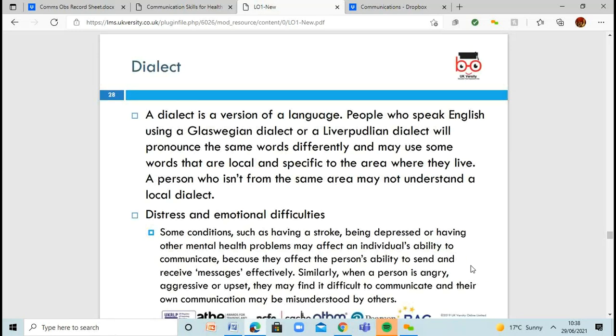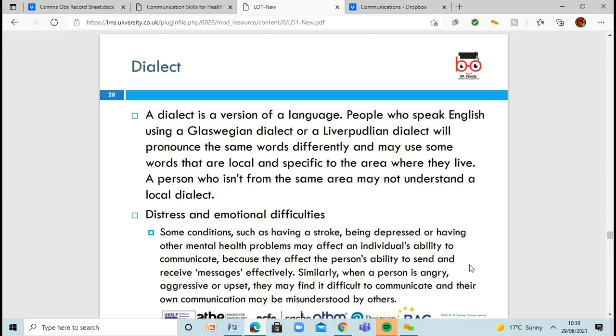So language, cultural, dialect. Now, I know a lot of people will find it hard to understand certain dialects and be like, excuse me, what are you saying? Excuse me, excuse me. And it can get quite frustrating when you're saying the same thing over and over again because of a thick accent or a thick dialect.